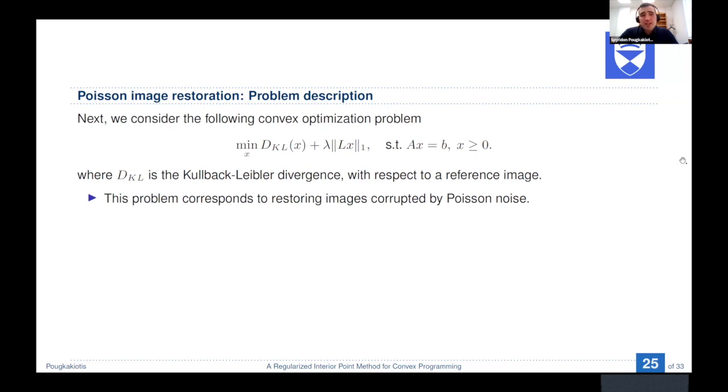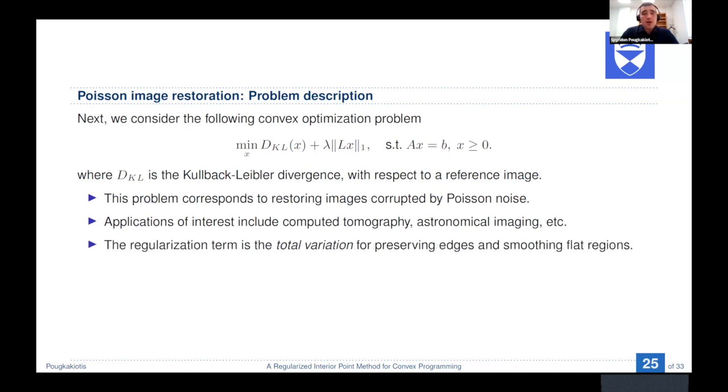And this problem, as I said, corresponds to restoring images corrupted by Poisson noise. And it has several applications, including in computed tomography or astronomical imaging. Now, I should also mention that the regularization term, this total variation, is used to preserve edges of the image and also for smoothing flat regions.